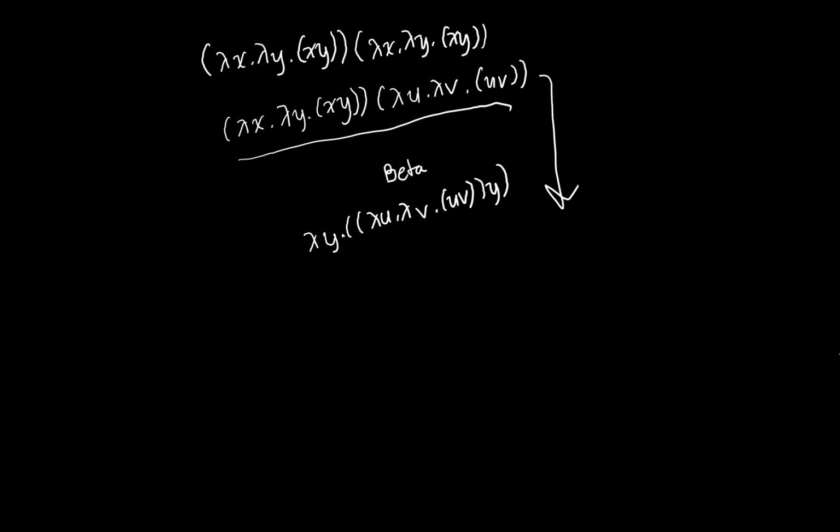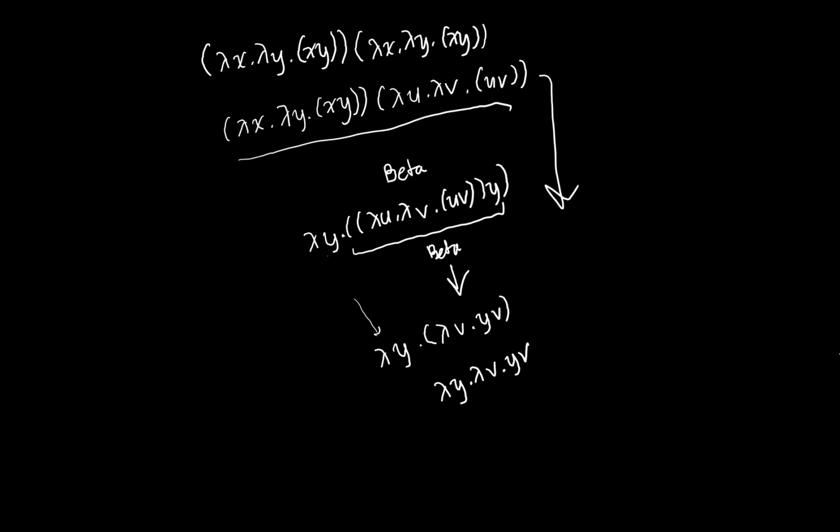And then after that, we beta reduce the body of this one. We're going to end up with lambda y, which is just copying this one to this one. What you're going to end up in the body will be lambda v dot yv. So you can remove again these parentheses right here because it doesn't actually introduce some ambiguity. So you're going to end up with the expression lambda y dot lambda v dot yv.